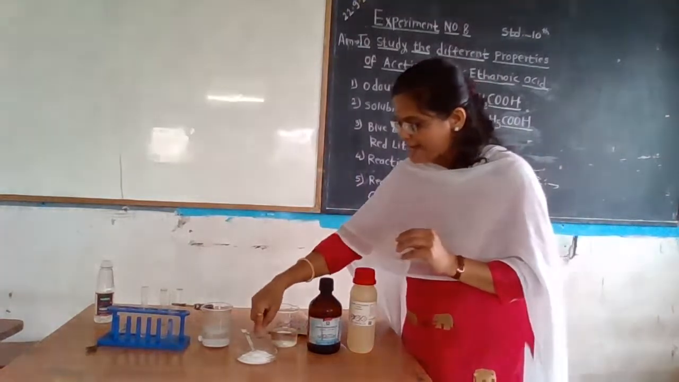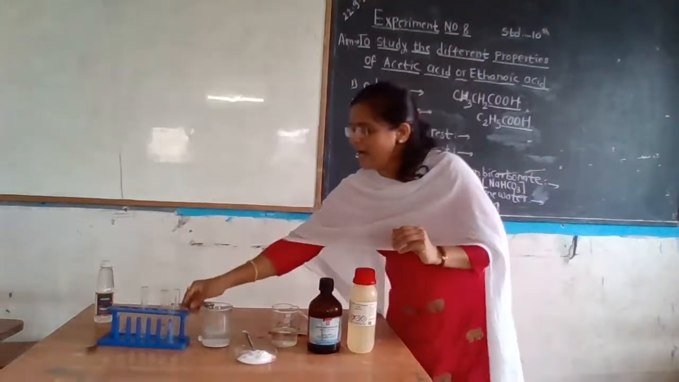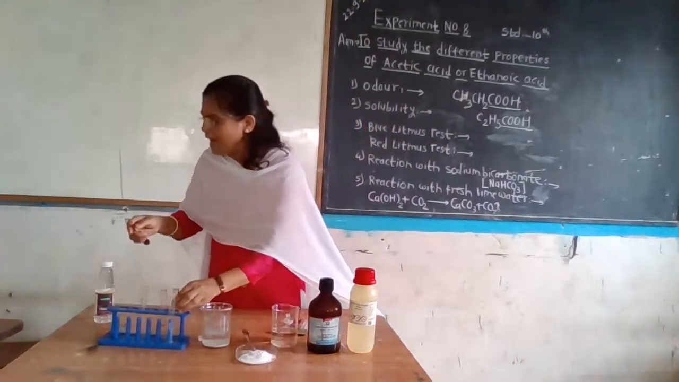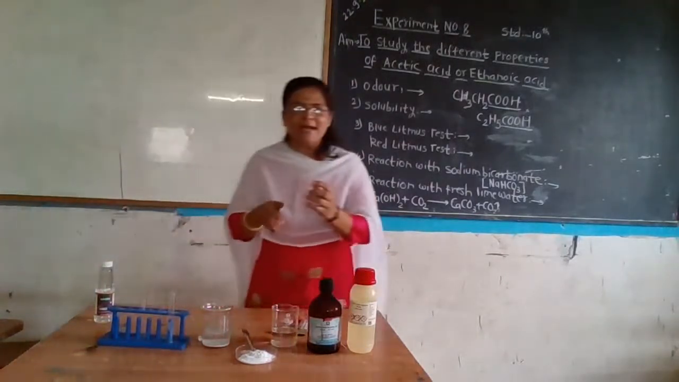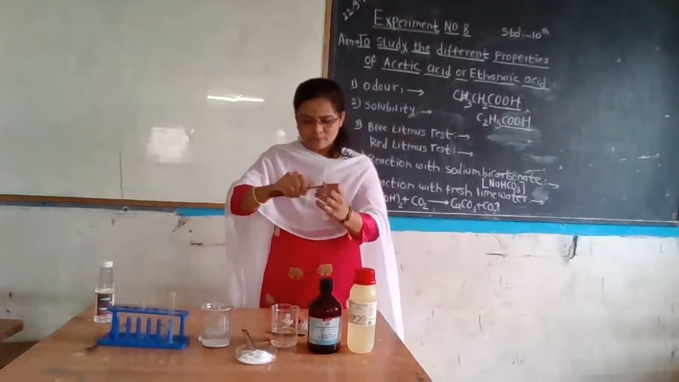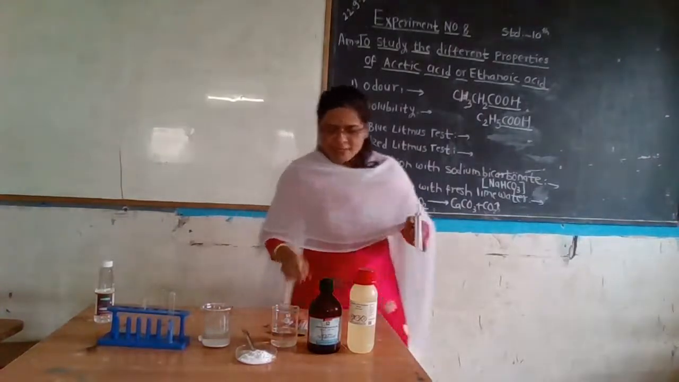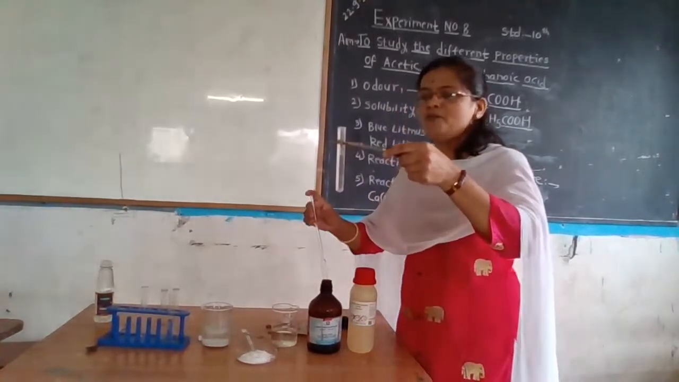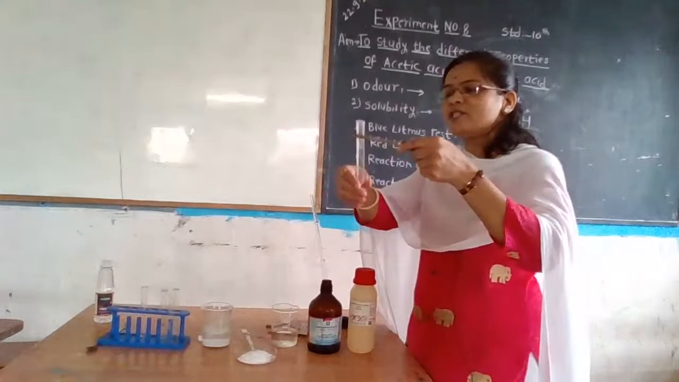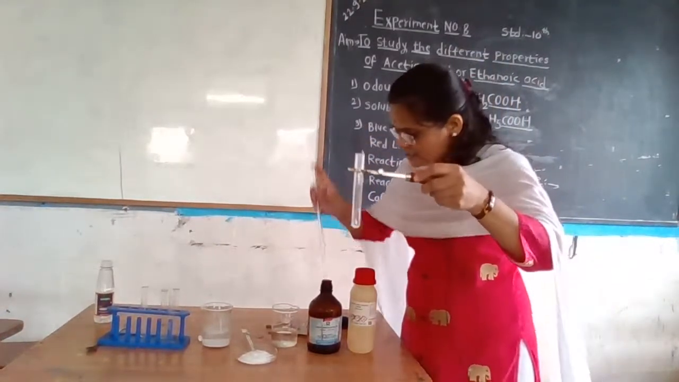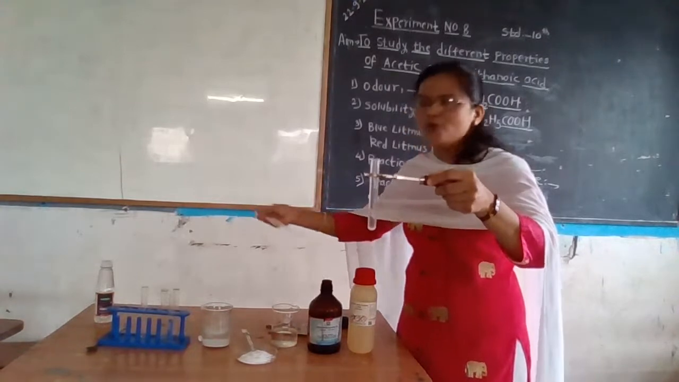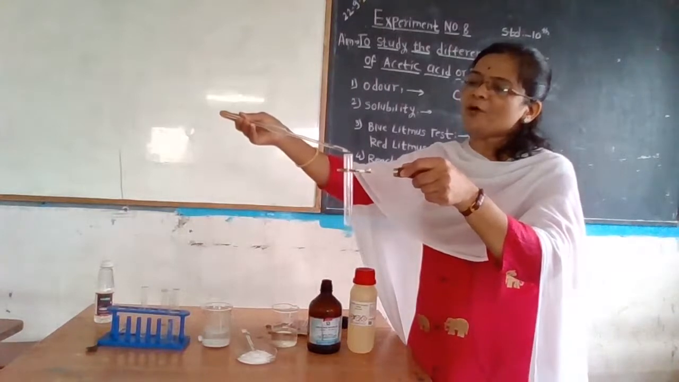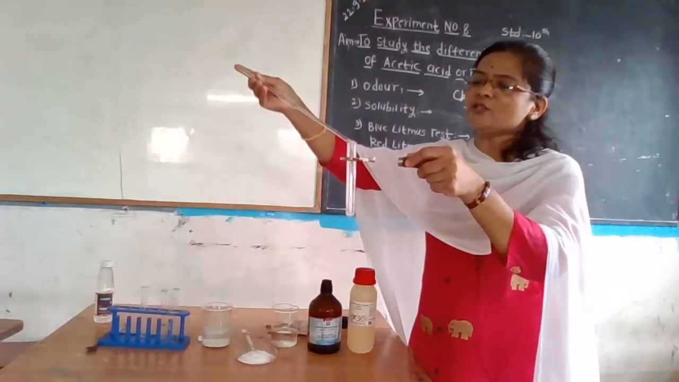NaHCO3, sodium bicarbonate. Students, I am taking another clean and dry test tube and I am putting a few drops of acetic acid. What will happen? You have to observe what will happen and which gas is evolved from this reaction. See, I am taking a few drops of acetic acid with the help of a pipette and I am pouring a few drops of acetic acid in a test tube.